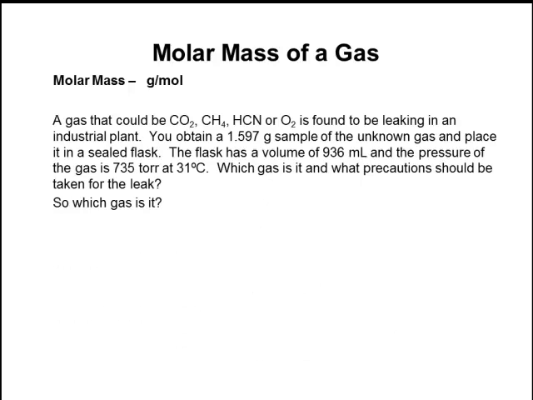So I know I have a molar mass of 43.99 grams per mole. That's going to tell me which of these gases is going to be leaking from that industrial plant. So which one is it going to be? Well, it's going to be the one that has the molar mass close to the 43.99, which is going to be the CO2. Okay, so that's how we determine that it's CO2 gas.